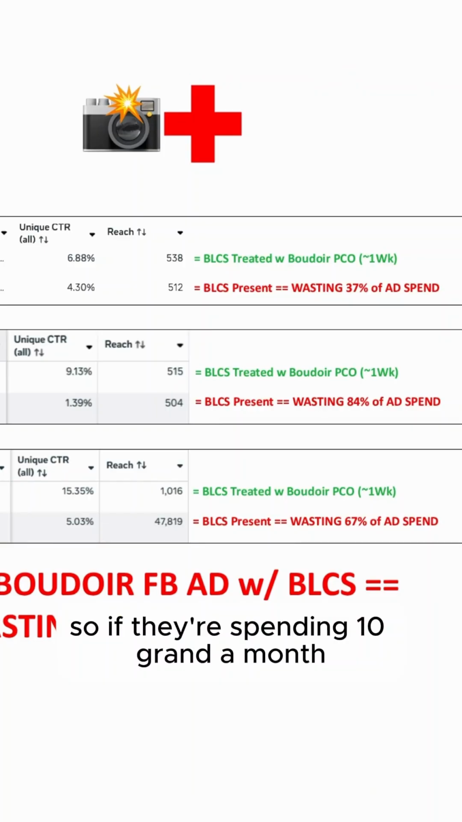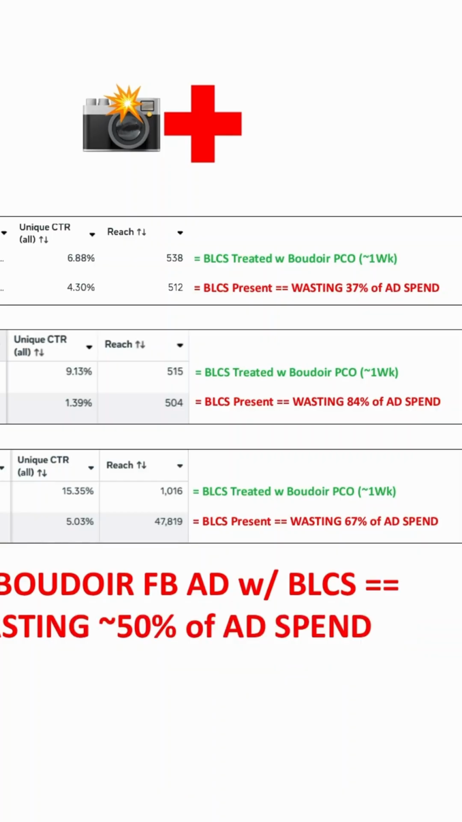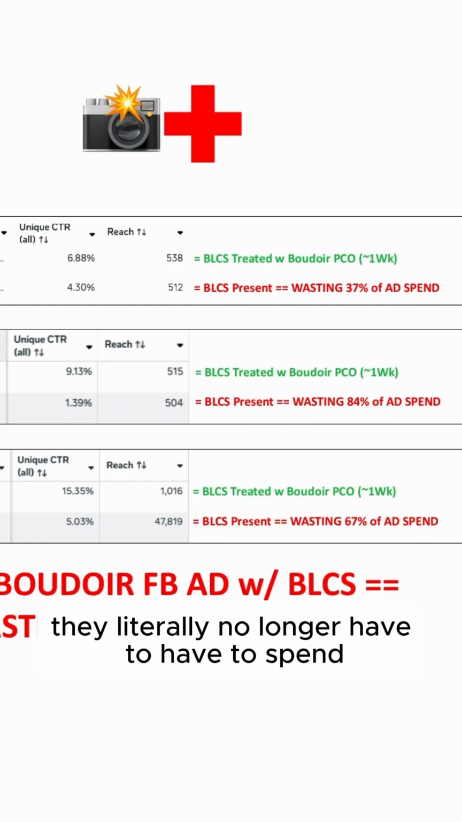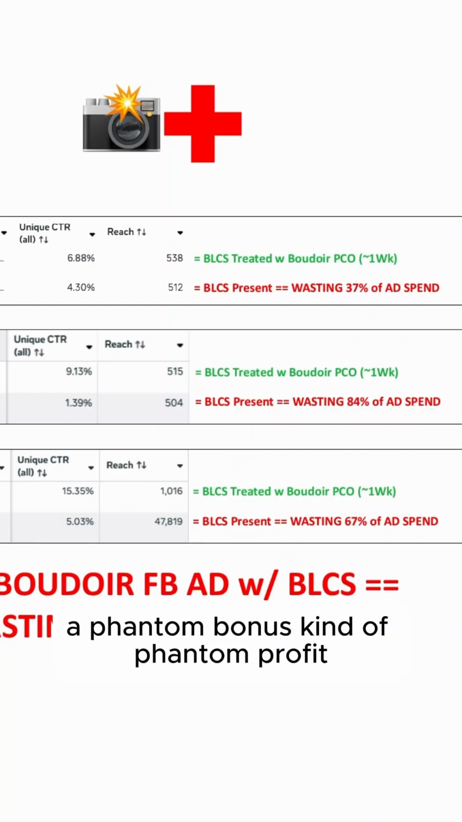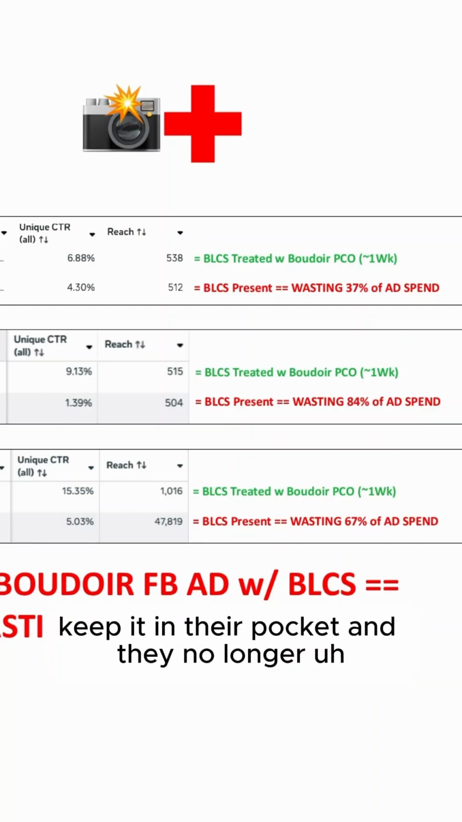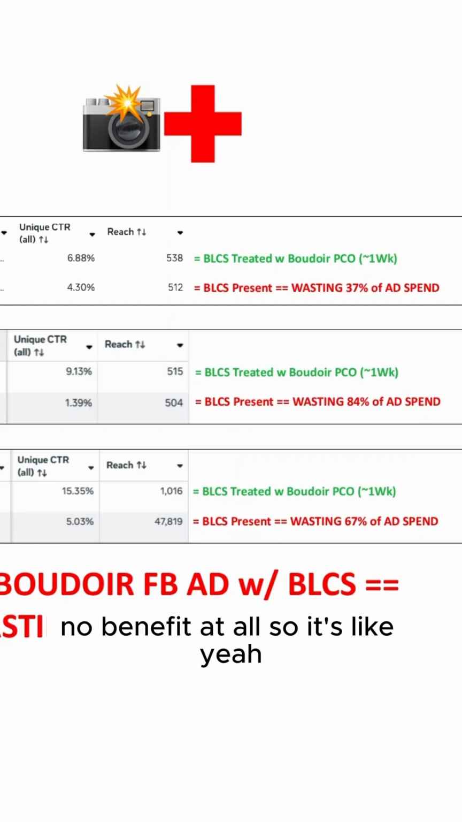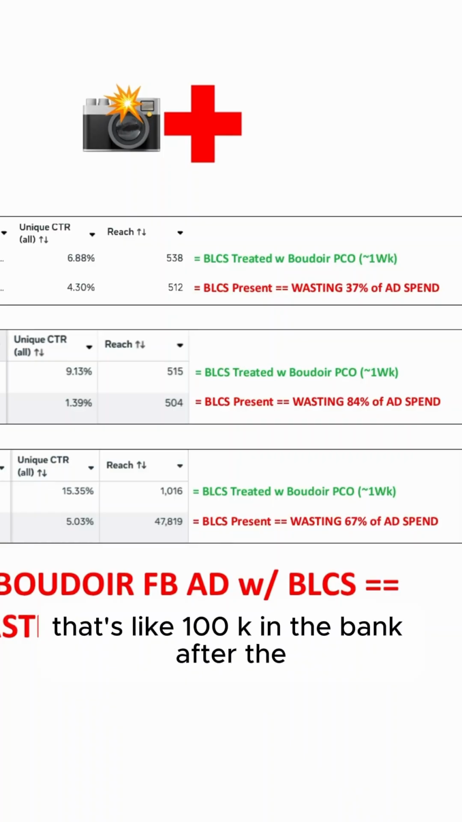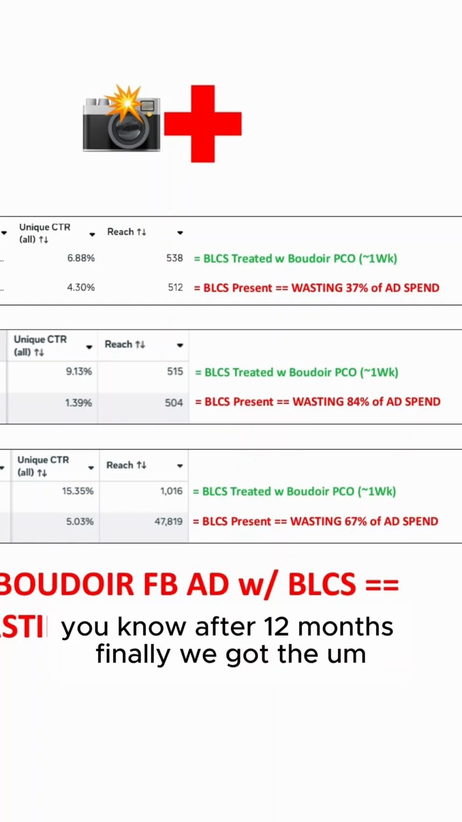So if they're spending 10 grand a month on the original Boudoir Facebook ad, now they only need to spend 1.6 grand a month on the Boudoir Pico treated ad to get into the same number of women's brains. So $8,400 a month, they literally no longer have to spend. They keep it kind of as a bonus, a phantom bonus, kind of phantom profit. Keep it in their pocket, and they no longer hand it over to the Zuck for no benefit at all. So it's like 8,400 a month. That's like 100K in the bank after 12 months.